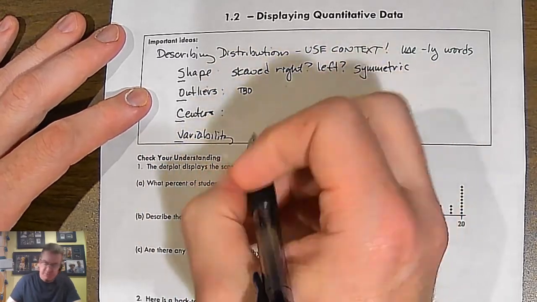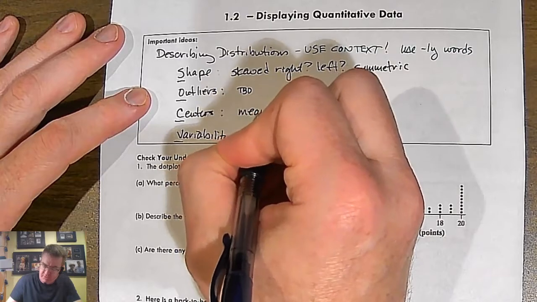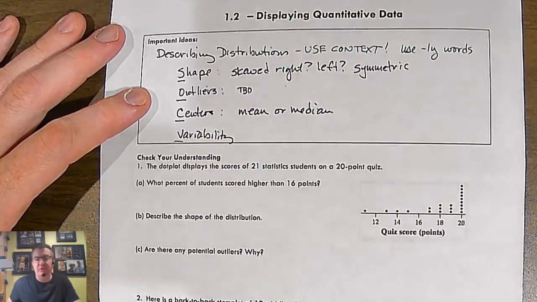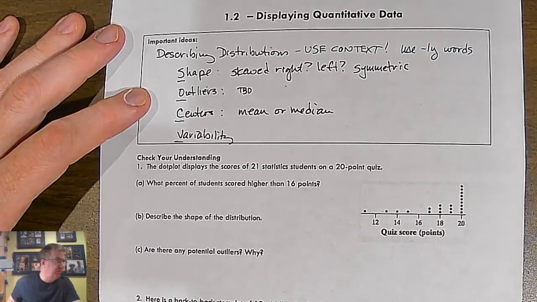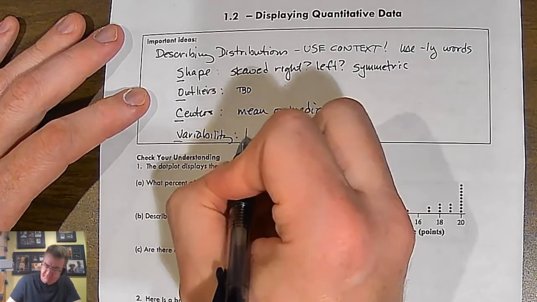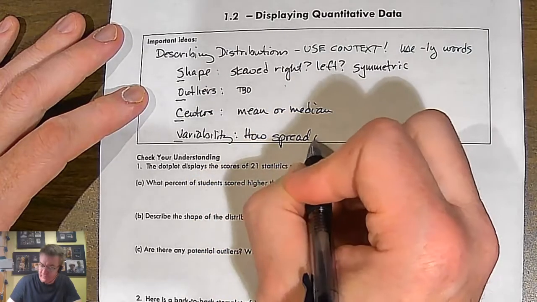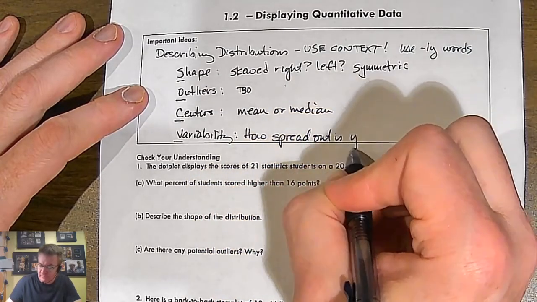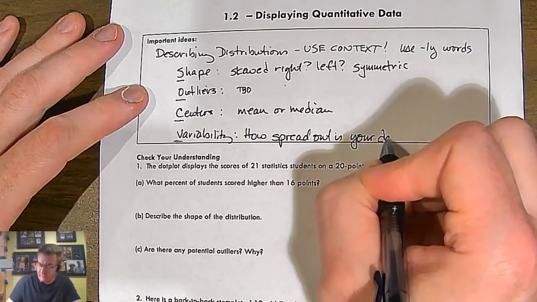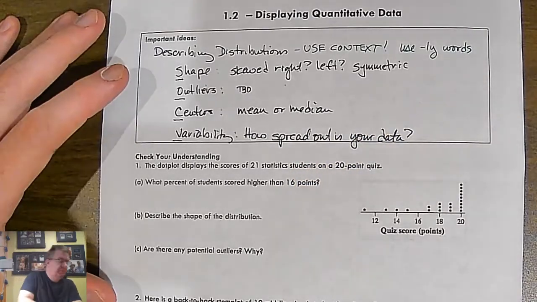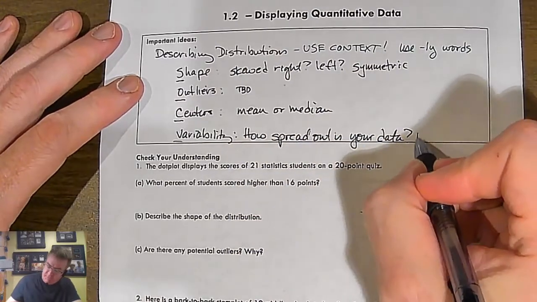For centers, either refer to your mean or your median. We know how to do that. And then variability, how spread out is your data? And that's usually done with the range at this point.